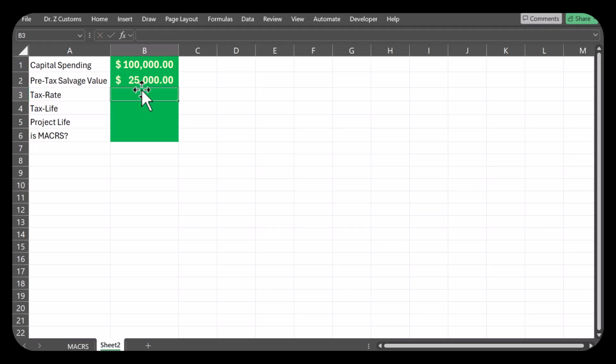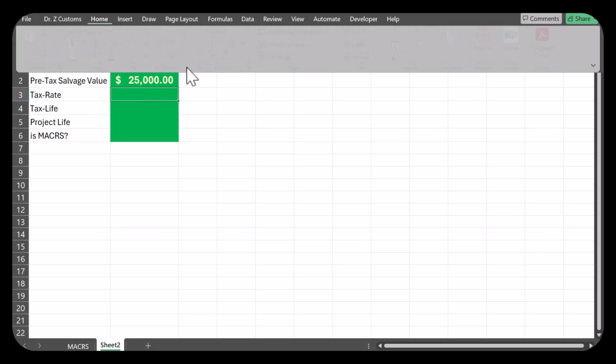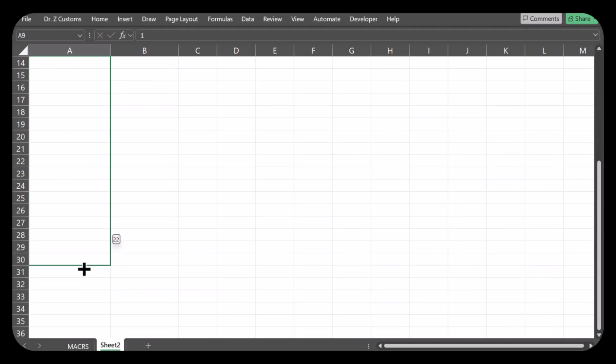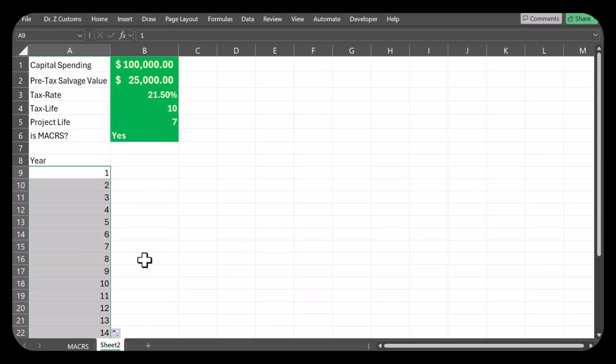Percent 12, 21.50. My tax life is, let's say, 10 years. My project life is 7. Is makers, yes. But it could also be no, but for now, I just put that in. So for each year from 1 to 21, we're going to make depreciation percentage.